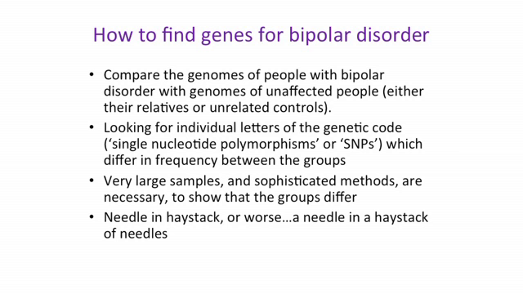So how do people go about finding genes for bipolar disorder, or indeed genes for any other condition? Well, essentially, you just compare the genomes of the groups you're interested in. So a group of people with bipolar disorder with control subjects. You can either compare affected members within a family with unaffected members of that family, or you can compare a group of people with bipolar disorder with a group of otherwise matched people without bipolar disorder.